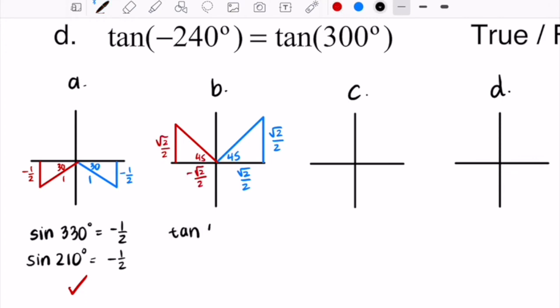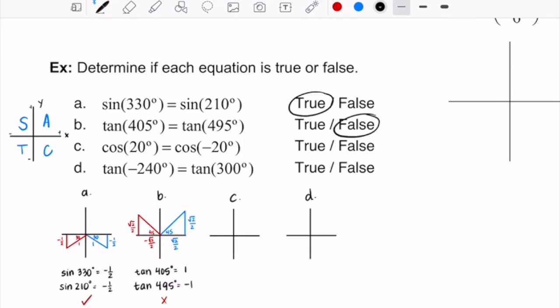So the tangent of 405 degrees would be opposite over adjacent. The square root of 2 over 2 divided by the square root of 2 over 2 would give you positive 1. And then the tangent of 495 degrees would be also opposite over adjacent. So the square root of 2 over 2 divided by negative the square root of 2 over 2, which would give you negative 1. And so the answer for B is no, it's false. Those values are not equal to one another.